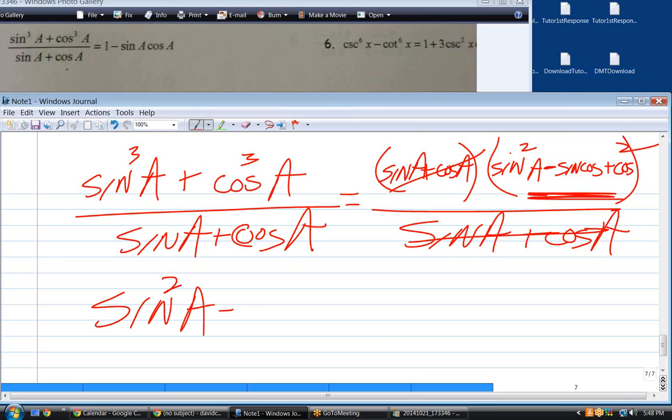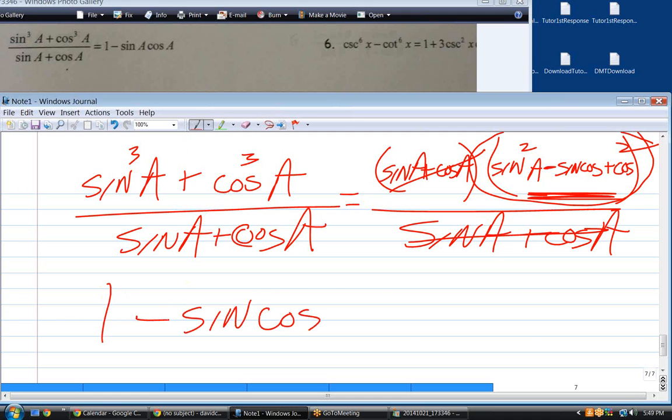Doesn't look like our answer, but that's because notice what I can do with that. The sine squared plus the cosine squared equals 1. So this becomes, in other words, everything in right here, that becomes 1 minus sine cosine, which is what they have on the right side. In other words, always be on the lookout for sine squared plus cosine squared, because then you can replace 2 terms with 1 number, and that's usually big.